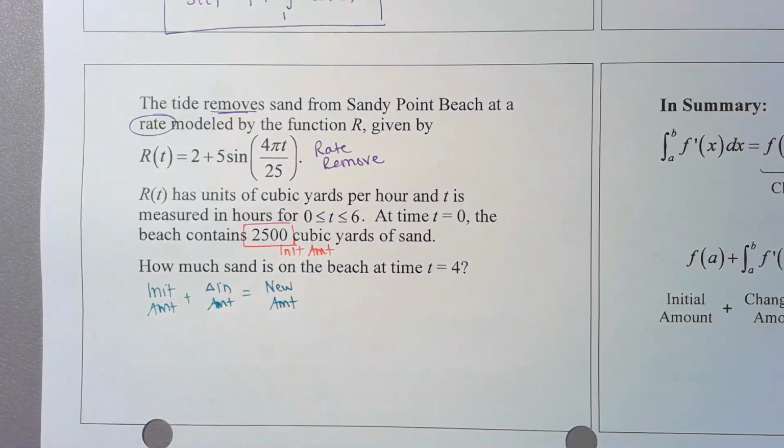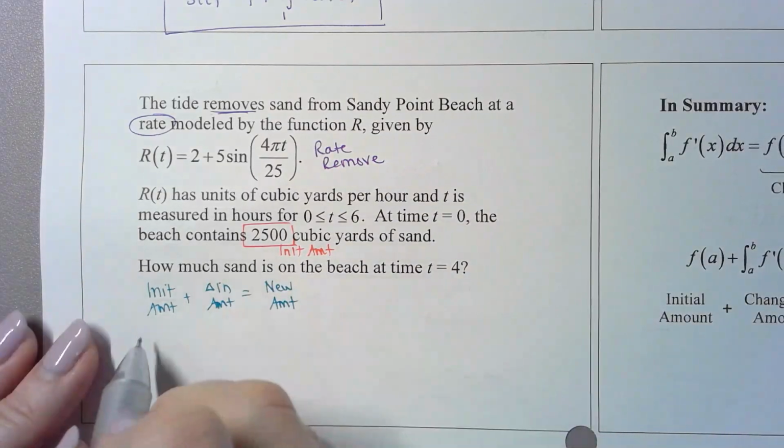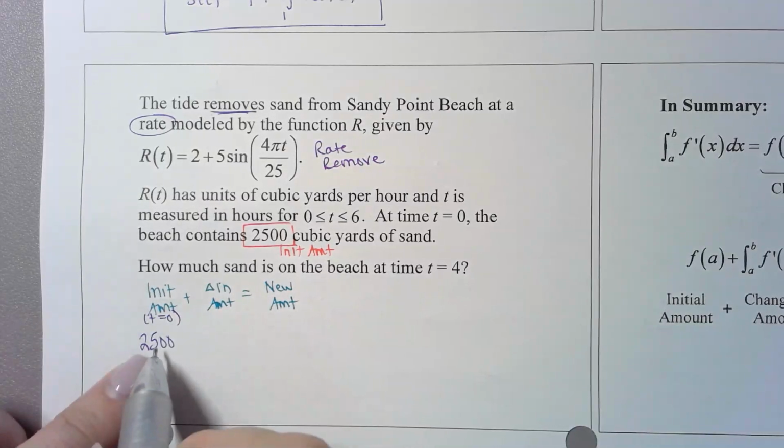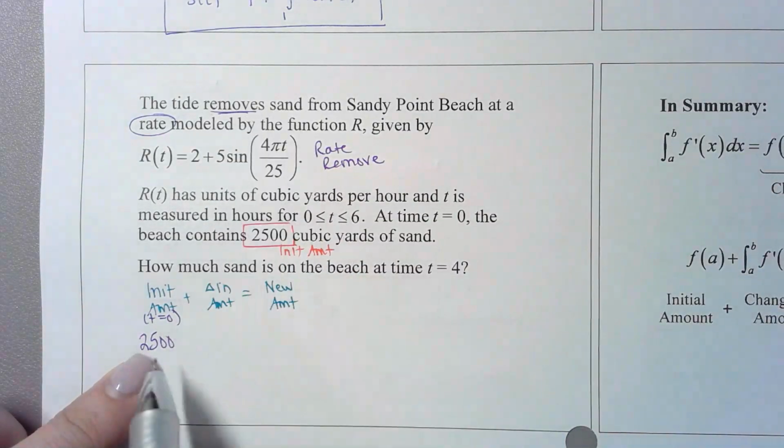Oh, okay, great. Now, real quick, let's just kind of think about this for a moment. We are starting with 2,500 cubic yards of sand. That's the amount at time 0. If the tide is removing sand, then after 4 hours, I think our new amount should be less than 2,500. Right? Keep that in mind.